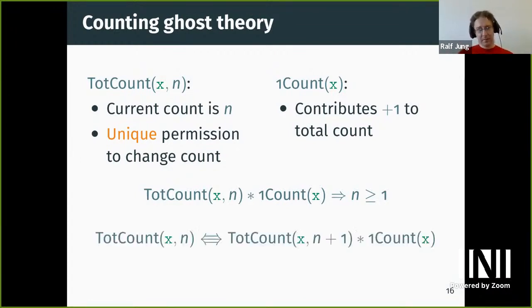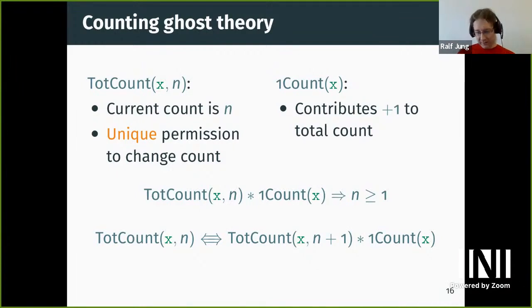And the second ghost law is the one that lets us change the total count. So what this says is that if we start out with the current total count being n, then from left to right, we can increment the total count from n to n+1 and generate a 1 count permission in the process. And reading the same law from right to left, we can decrement the count from n+1 to n and destroy a 1 count permission in the process.